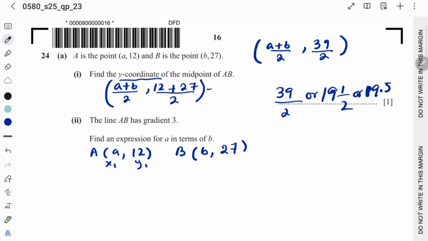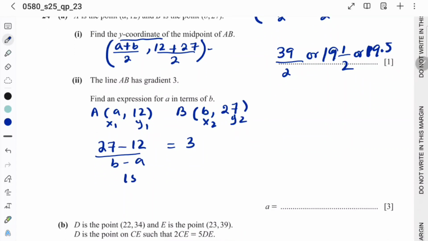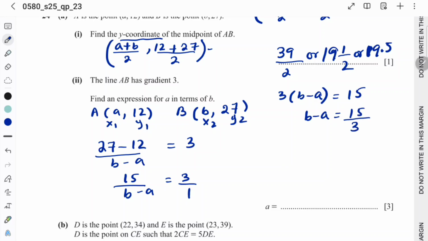This is x1, y1, this is x2, y2. So (y2 minus y1) upon (x2 minus x1) is equal to 3. So 27 minus 12 is 15 over b minus a, which is equal to 3 over 1. Just multiply. So that is 3 times (b minus a) is equal to 15. b minus a is equal to 15 over 3, and you get 5. So b minus a is equal to 5.